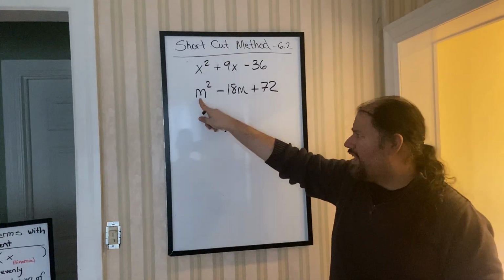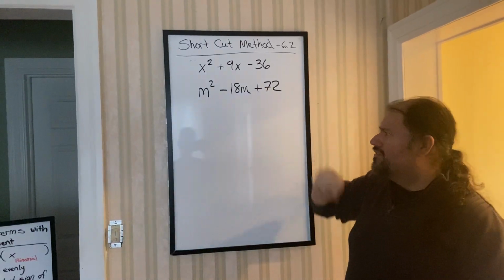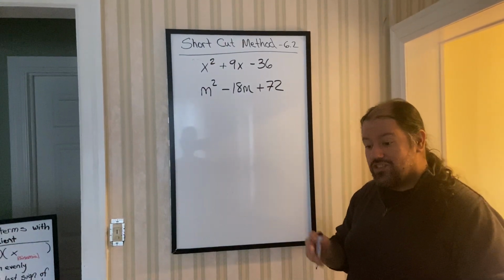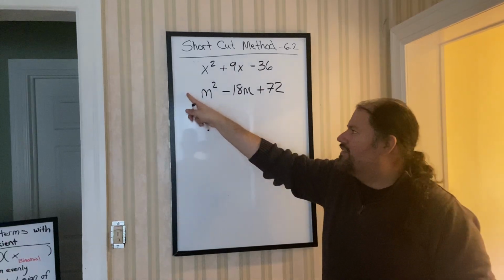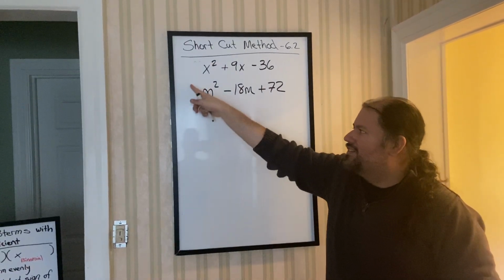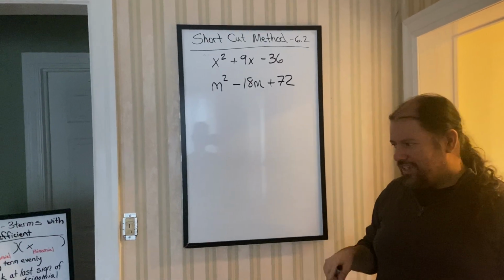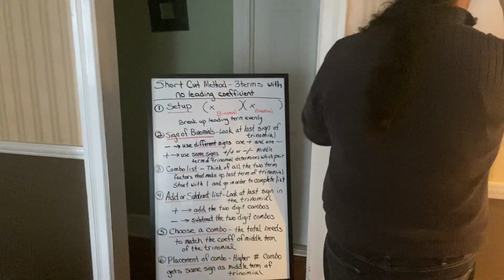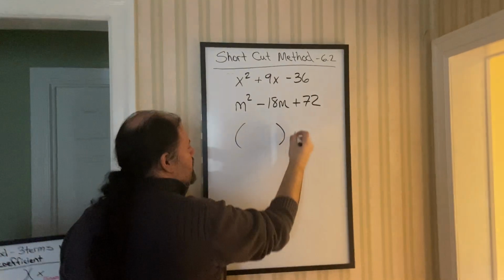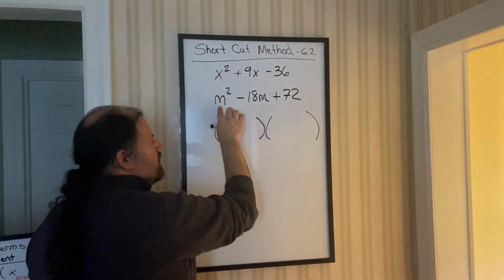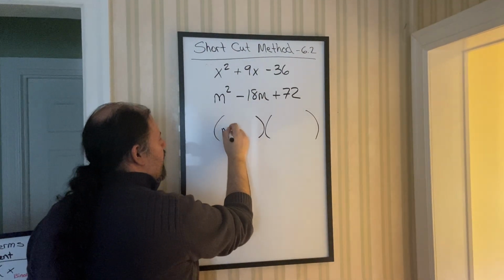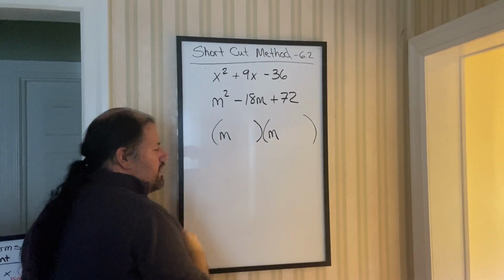Next, how many terms are left over? 3 terms. So that means we can do the shortcut method. Shortcut method works if there's no leading coefficient here, no number in front. So we're going to go through our 6 steps that we showed you before. Step 1, 2 sets of parentheses. Break up the leading term evenly. M squared would be M and M.